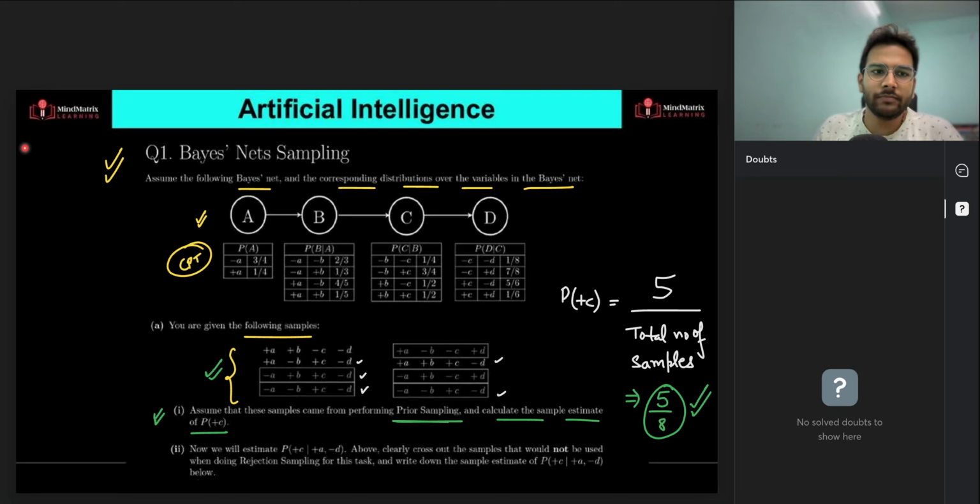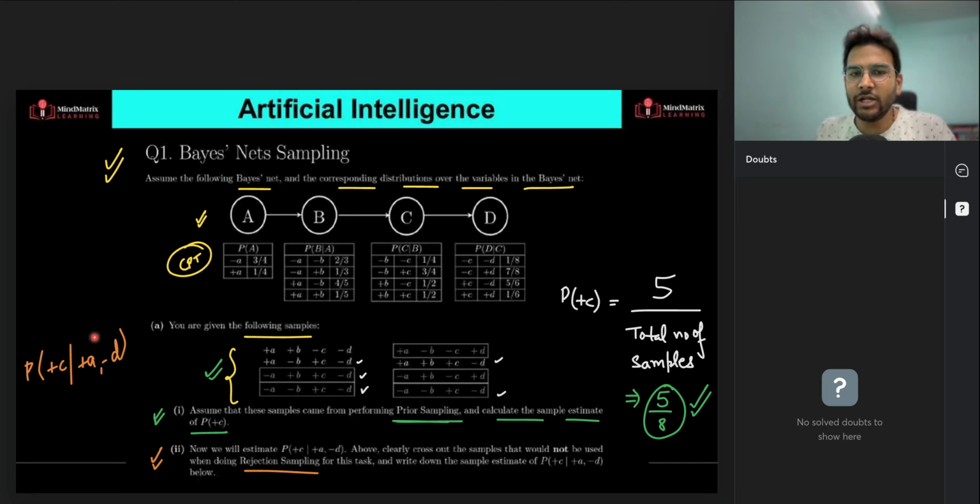Okay. Is it clear? If it is clear, then try to answer the second one also. Now we will estimate probability of plus C given plus A minus D. Above, clearly cross out the samples that would not be used when doing rejection sampling. I told you when we have the condition, when we have the evidence given, obviously prior sampling cannot be used. You have to use rejection sampling in that case. And it is also mentioned here clearly that you have to use rejection sampling for this task. Write down the sample estimate of this probability of plus C given plus A minus D.